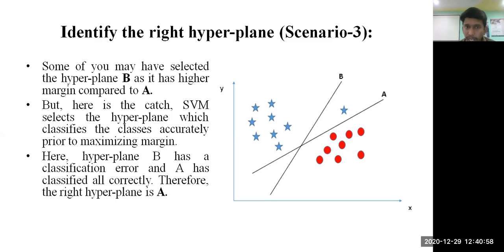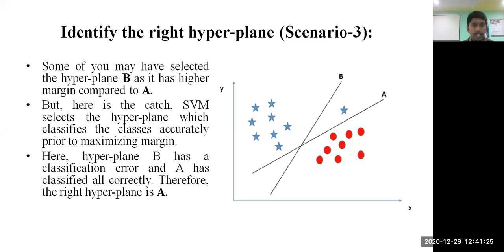Some of you may have selected B as the hyperplane as it has the highest margin compared to A. But here we need to meet the constraint that a hyperplane needs to classify both the elements properly. If I select B as the hyperplane, it has a maximum margin, but it is misclassifying one of the data points. That's why B is not considered the right hyperplane.